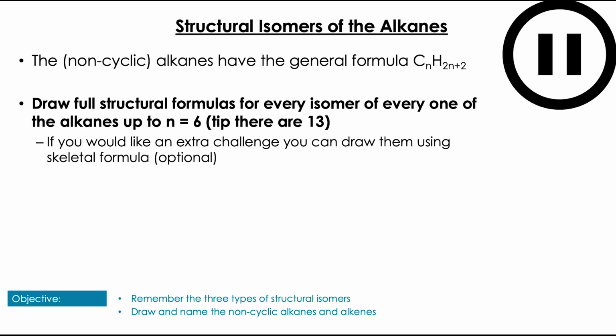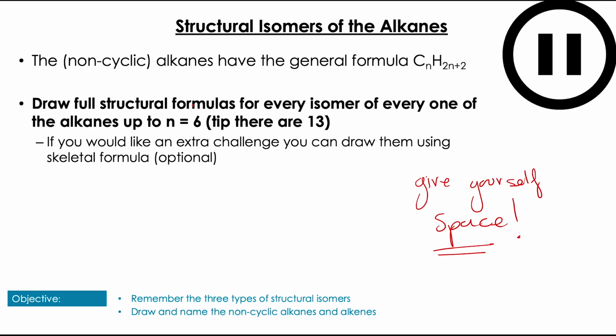So let's get started with this. What I want you to do is have a go at drawing the non-cyclic alkanes. So I want you to draw full structural formulas for every isomer of the alkanes with n equals 6. That's C up to 6. I want you to give yourself space in your notes around these, because we're going to use these molecules and we're going to name them and do further things with them. A little tip is there are 13 of these in total.